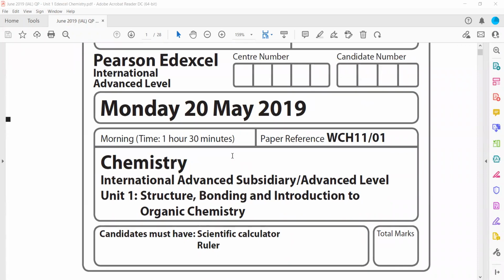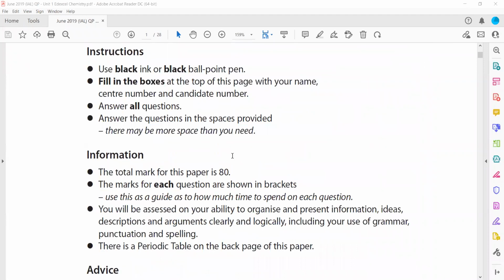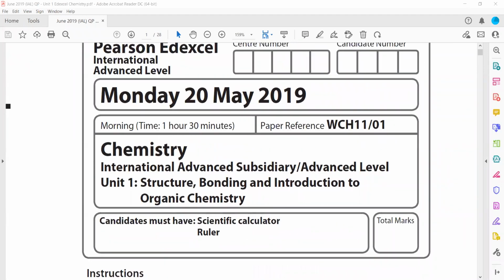This one is the June 2019 paper, and this is according to the new specification. How do you identify whether it's new or old? If it is WCH11, it means it is new. If it is WCH01, it means it is according to the old specification.